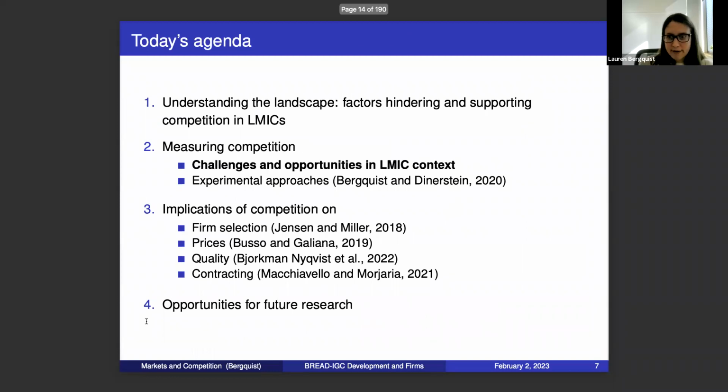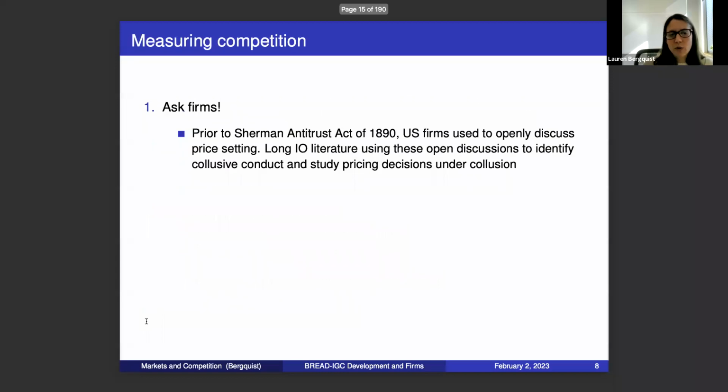I want to talk first about some of the standard approaches to measuring competition, measuring markups. And I want to highlight how these approaches can be particularly challenging or particularly fruitful in this development context. So we'll go from easiest to most complex.